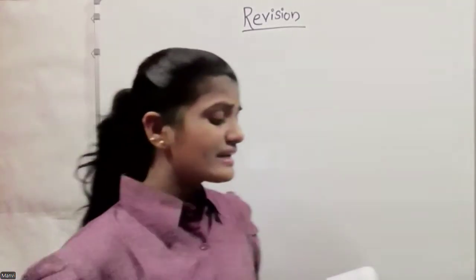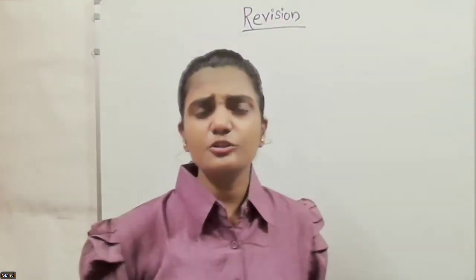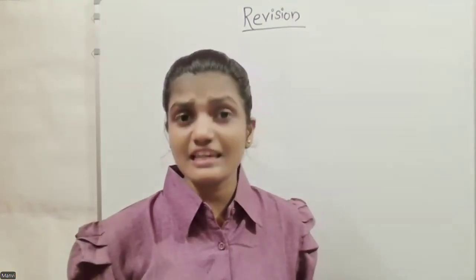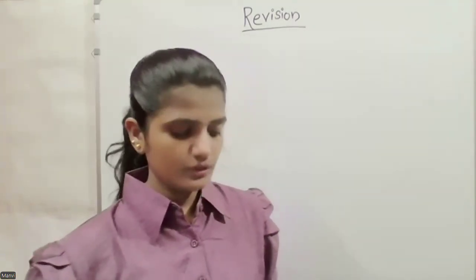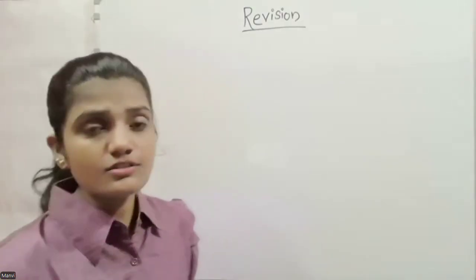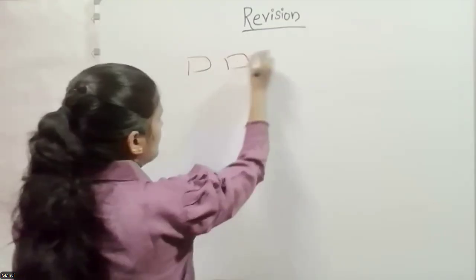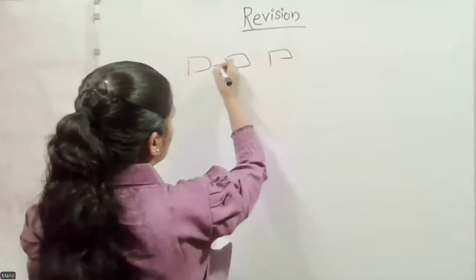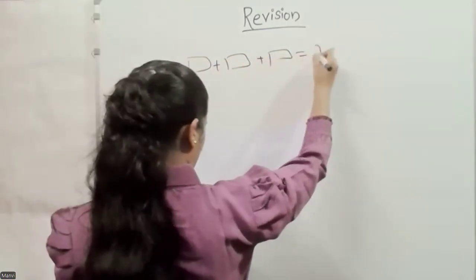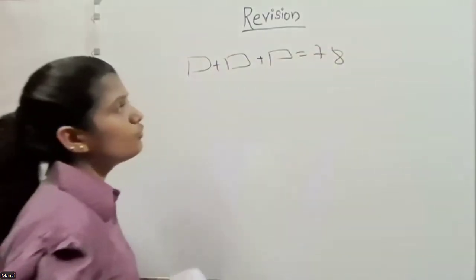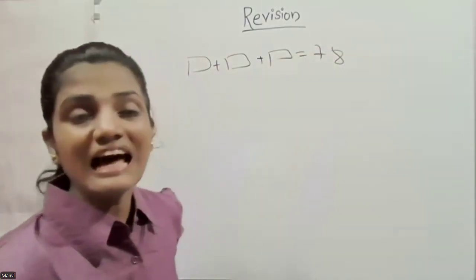It says 3 consecutive even. Okay, Kavya, you know what is consecutive, what is even? Goes in the same time. Yeah, like 2, 4, 6. So these are 3 consecutive numbers. When we add these 3, this will make 78. So you need to know what is the largest one.